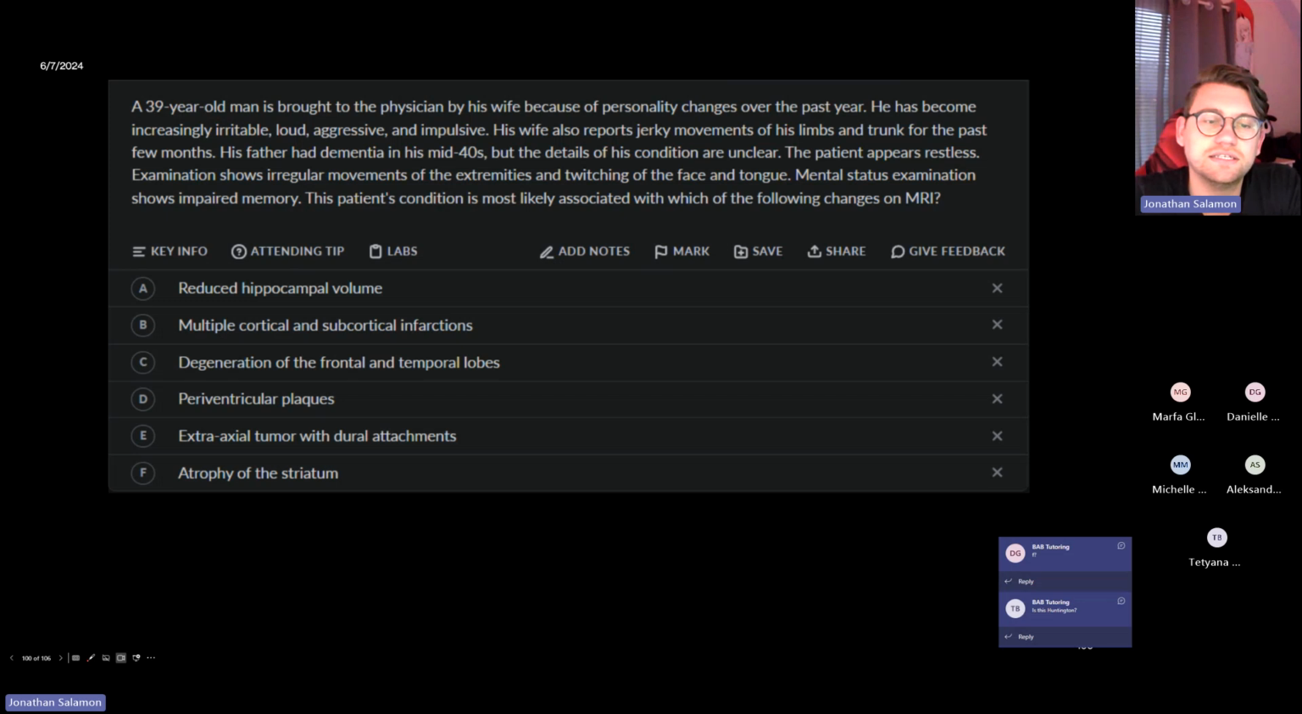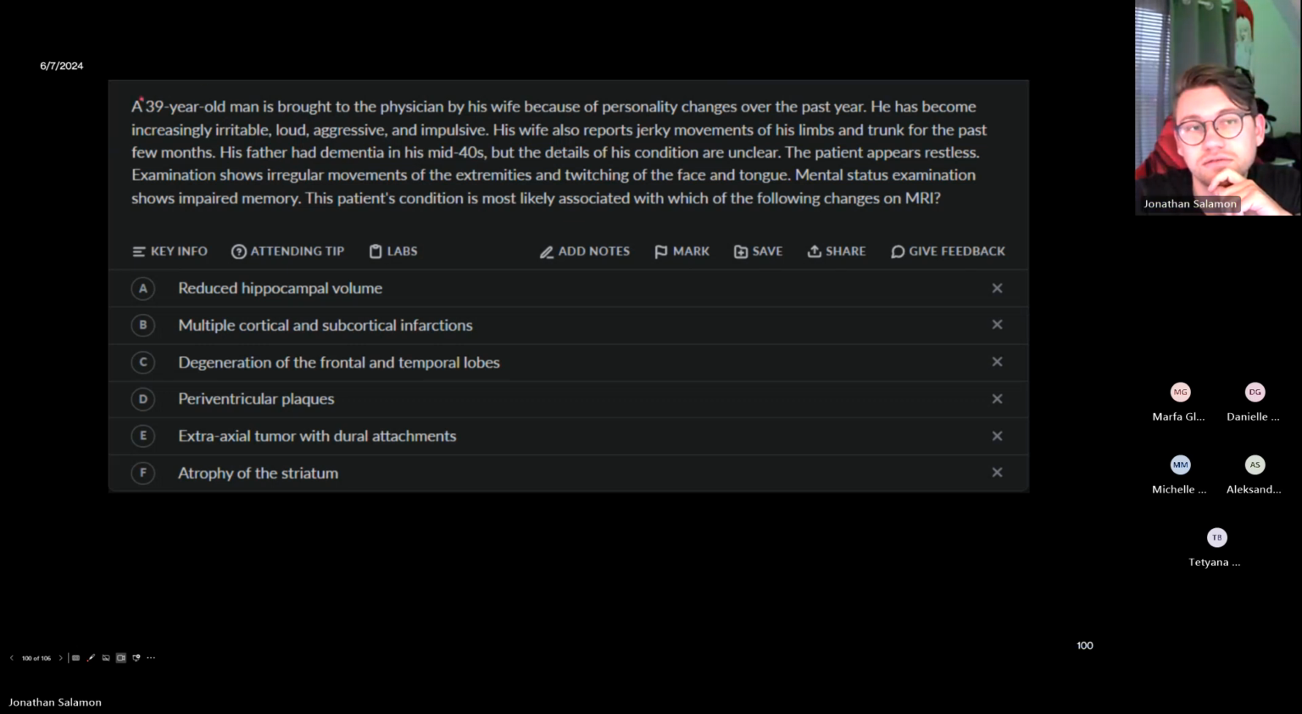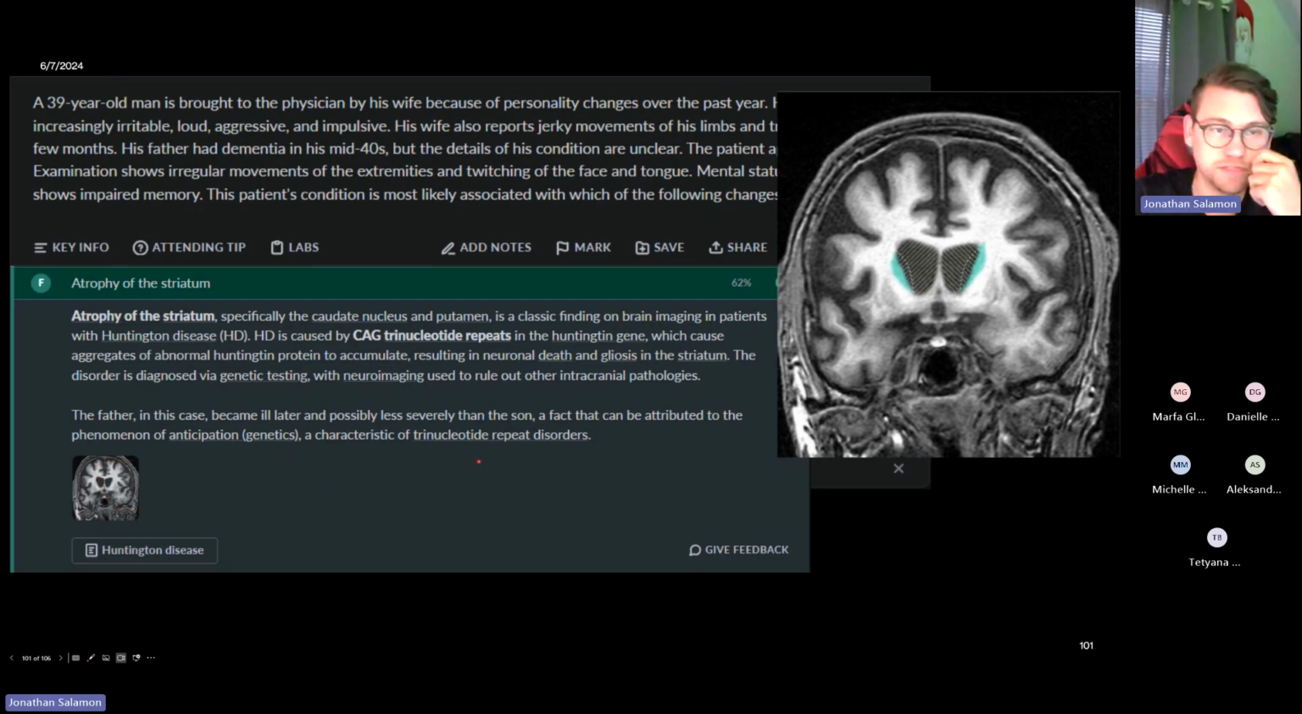Is this Huntington's disease? Yes, it is Huntington's disease. How do you know it's Huntington's disease? Father had dementia in mid 40s, guy's 39. Right? And then you have the ataxia, the dementia, all that stuff, right? Atrophy of the striatum, specifically the caudate nucleus, right?